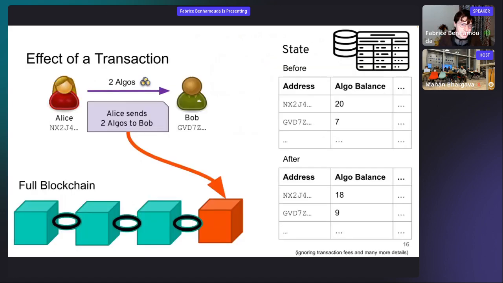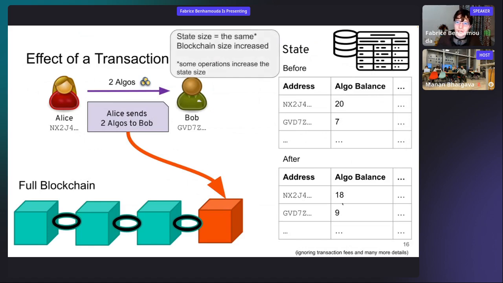Actually, here we have a really concrete example. Alice, for example, sent 2 algos in a transaction. Algos is the currency of Algorand. It's the native token of Algorand. So Alice sent 2 algos to Bob. At the beginning, in the state, let's say that Alice had 20 algos and Bob had 7. And then when the transaction gets added to the block and is finalized, the state is updated so that Alice has 18 algos and Bob has 9 algos.